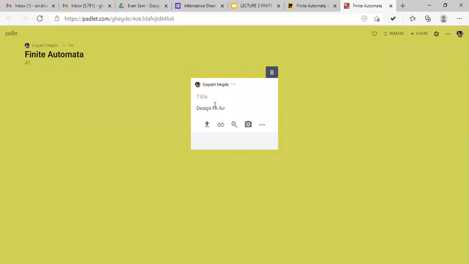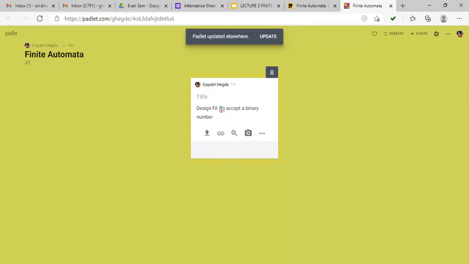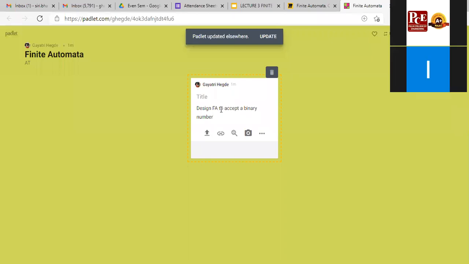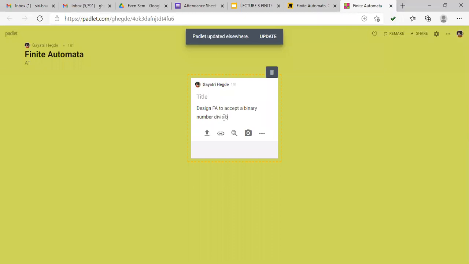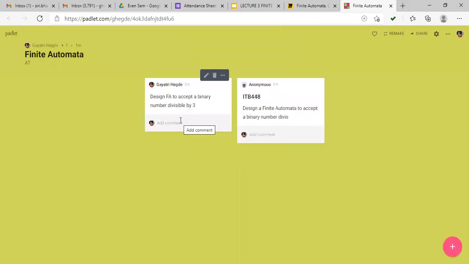Design finite automata to accept a binary number. Just see whether it is accessible, students. Are you able to create? Are you getting this plus sign at the end? Yes, you can. Okay, very good. Okay, so this is your question. It's better if you write your name rather than your roll number, please.